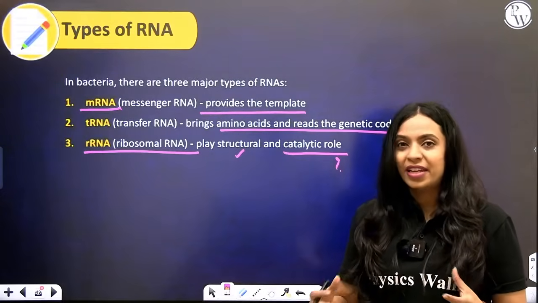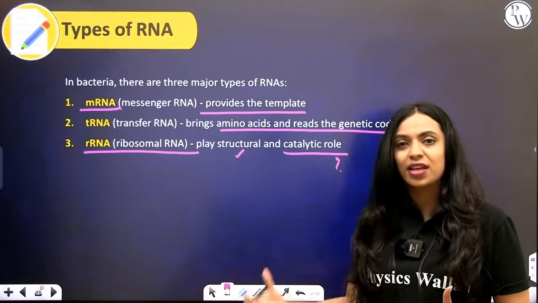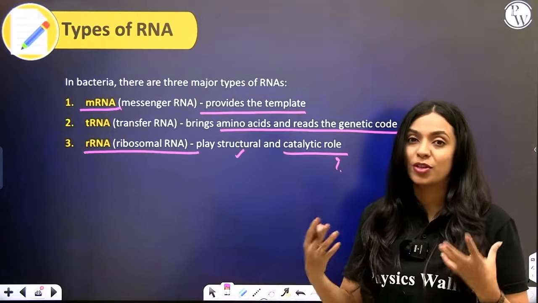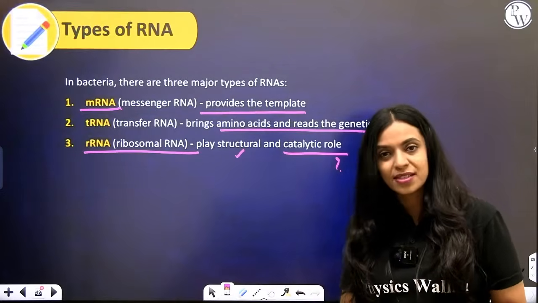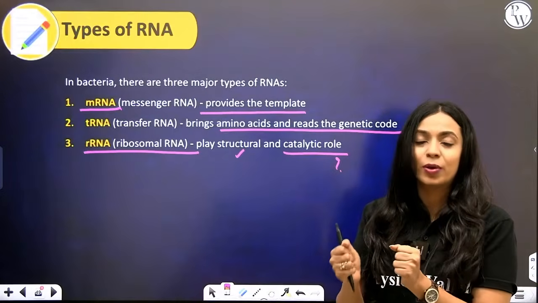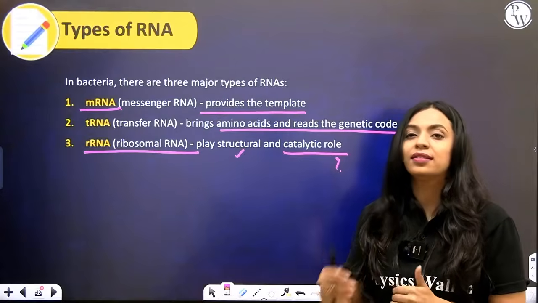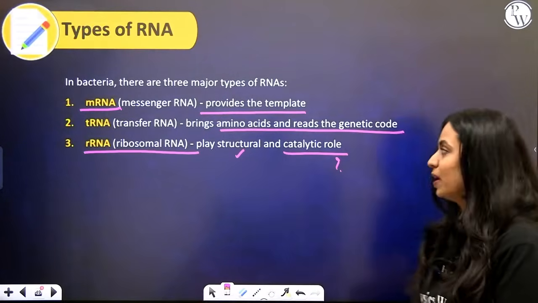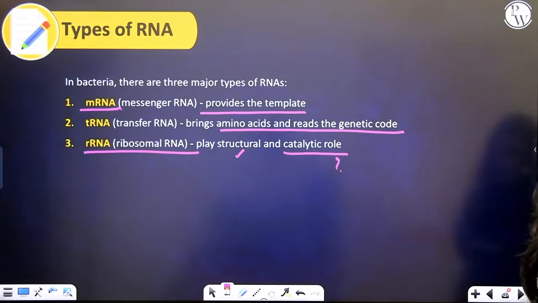RNA very rarely acts like a catalyst. In most cases, proteins are the enzymes. RNA acts like the catalyst during formation of proteins when two amino acids have to be linked together by peptide bonds. That bond formation is catalyzed by RNA, okay, ribosomal RNA. That is its catalytic role.